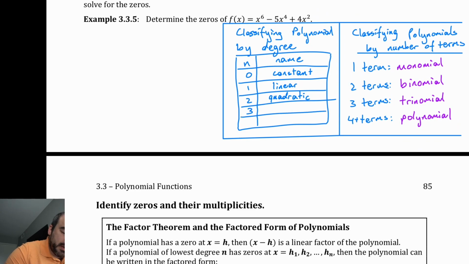If n is 3, we have a cubic polynomial. If n is 4, we have a quartic polynomial. And this does continue into 5. 5 is quintic, it's not really used that much. And then 6 and on, you would just say 6th degree, 7th degree polynomial, and so on. So the first few have special names, just like the number of terms classifications. And then after that, we just call them by the degree, or by the number of terms that they have.